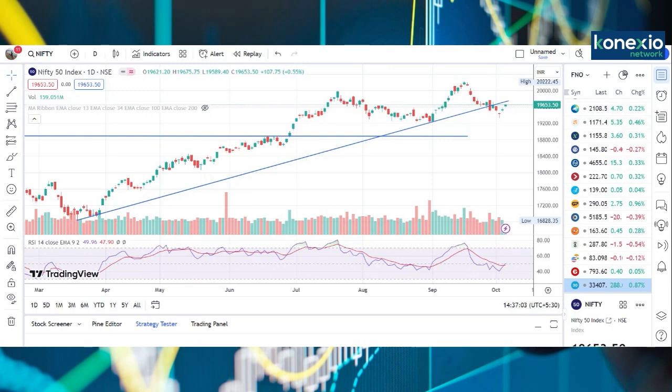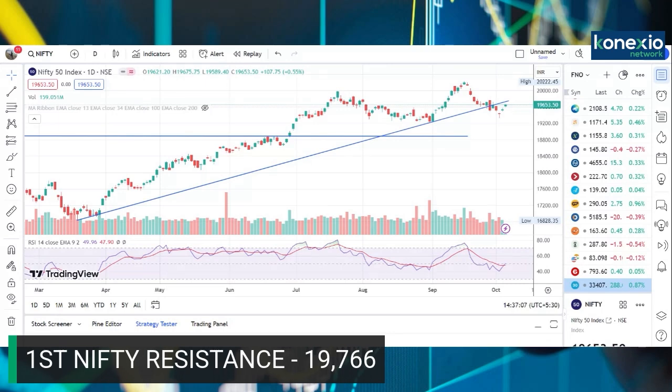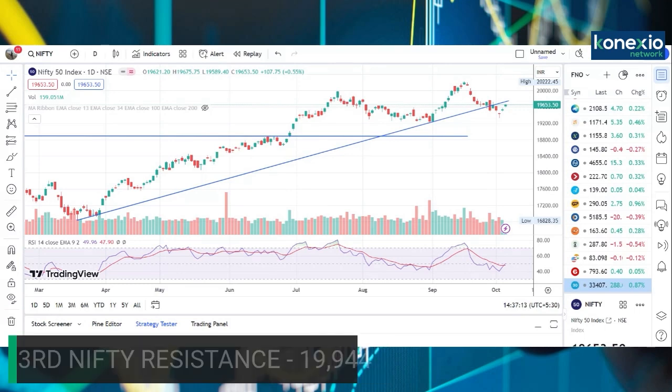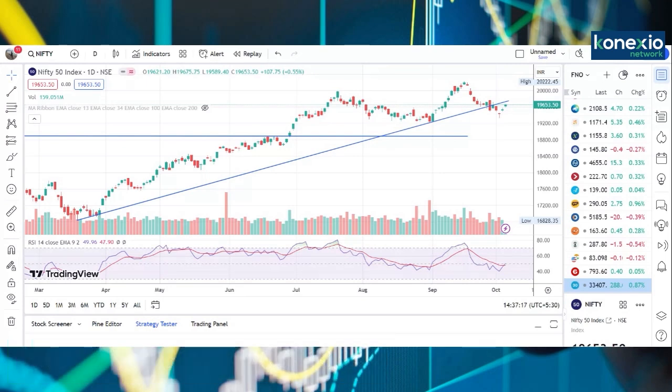On the upside, the first resistance is placed at 19,766. Above that, the second resistance is placed at 19,848, and the third resistance is placed at 19,944. These are the important supports and resistance levels in the Nifty for the next week. Traders should watch out for these levels.